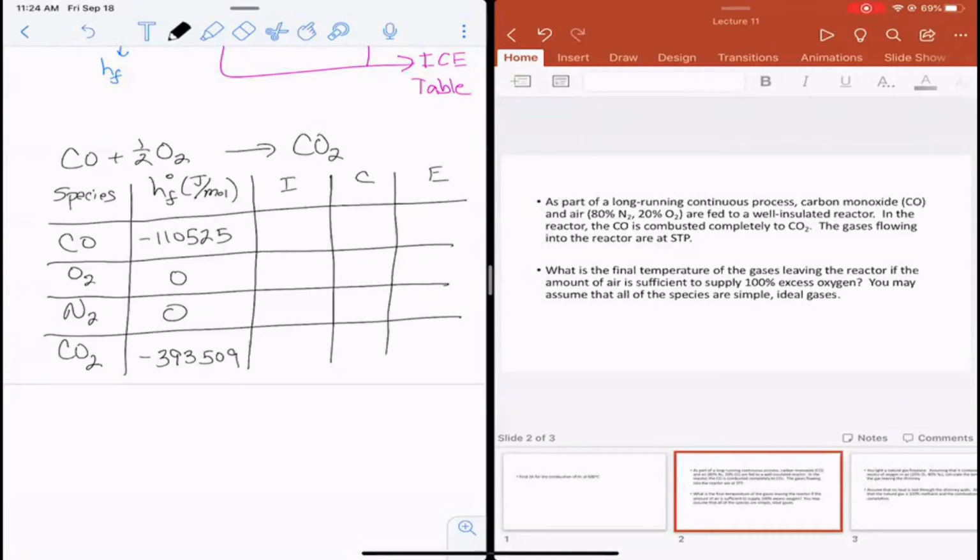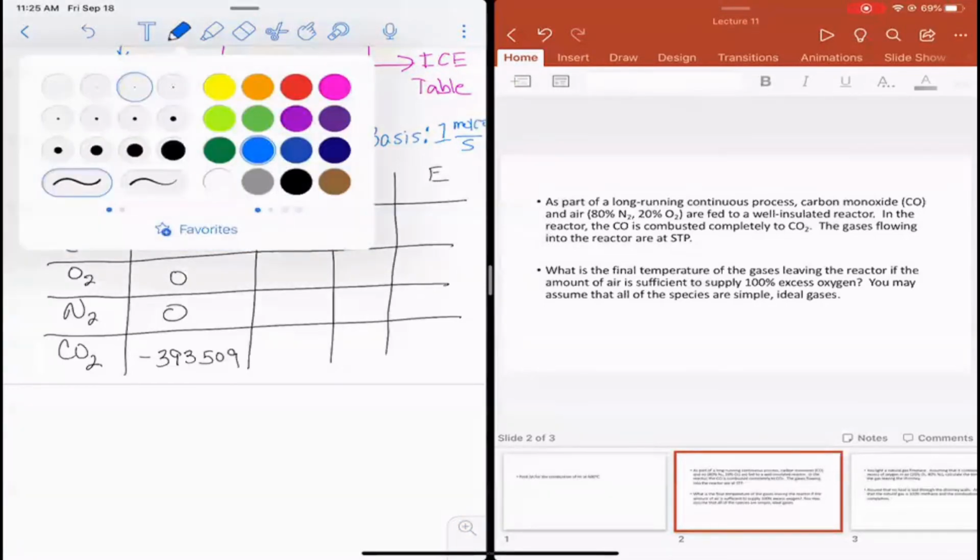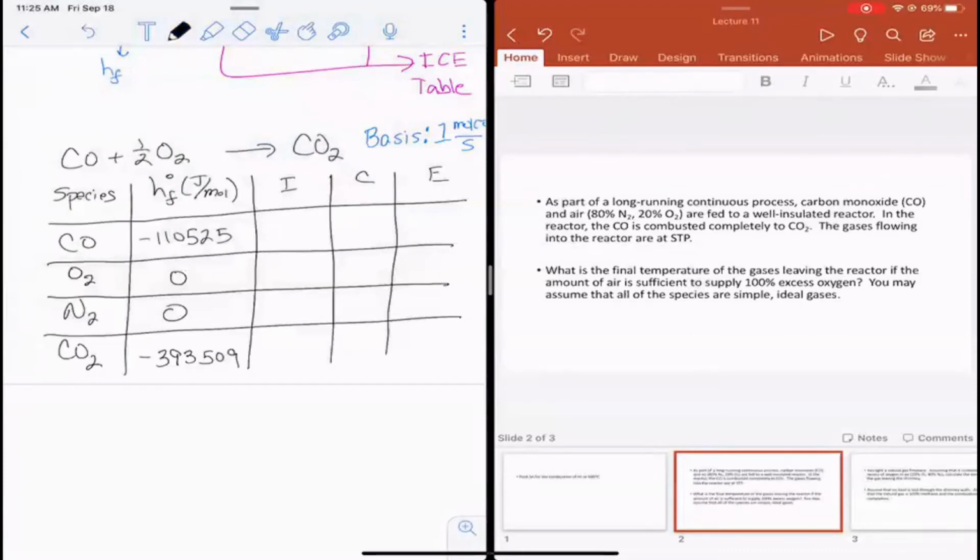Now here's where the problem gets slightly interesting: we're not given an initial flow rate in. We know that it's flowing, and we know that there's 100% excess oxygen, but how do we actually do this? Well, the easiest way is to assume a basis. We're just going to say that we're looking at 1 mole of CO2 per second. We could have picked anything, but this is a pretty easy one. Not CO2, I'm sorry, why would we feed CO2? We're going to feed CO. Sorry, guys, that was stupid. Okay, so we're going to feed 1 mole of CO per second. So that becomes 1.